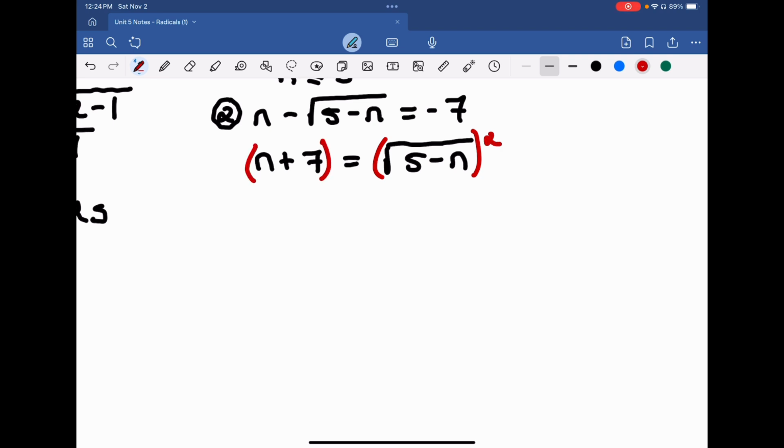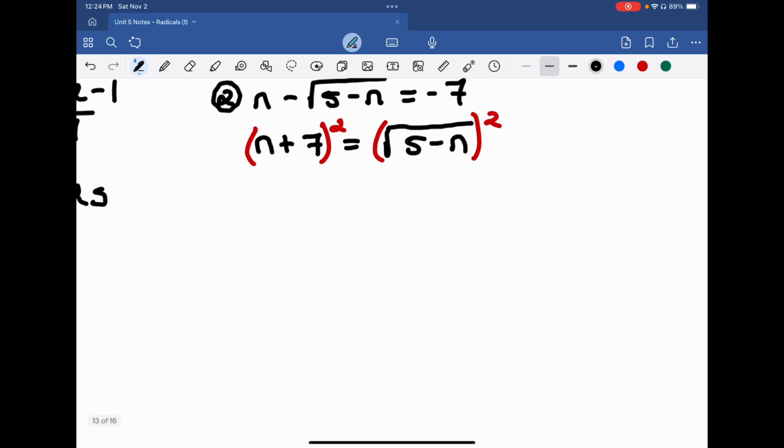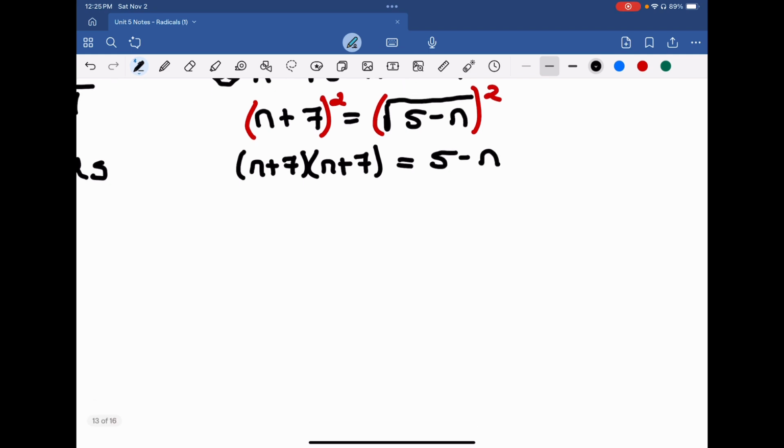Now that my radical is positive, I can take both sides and square them. Here's where you don't want to get caught in the trap: when you take n plus 7 and square it, it's taking the same binomial and writing it out twice. So I'm going to write this as n plus 7 times n plus 7, because I don't want to just square the terms individually, is equal to 5 minus n, because we've undone our square root.